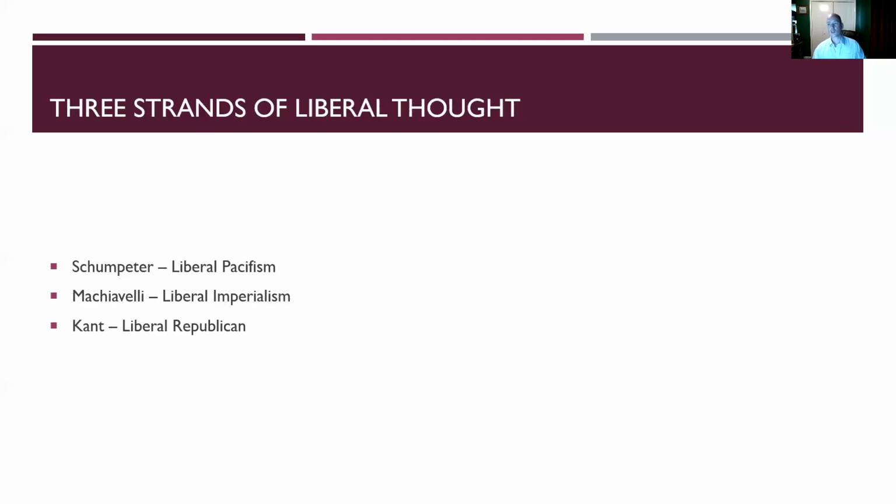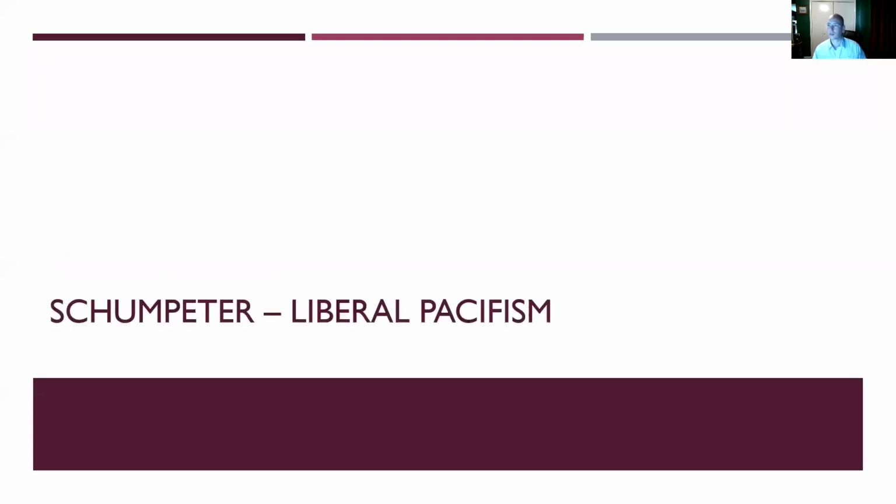You should think of these three as old thinkers, as you can see. They're all certainly long before the 1970s, some of them longer than others. Kant's writing in the 1770s, for example. But they're the very basic building blocks that later modern liberal thinkers have drawn from. So this is the classical source of liberal theory in international politics. And the first one we'll look at is Schumpeter, liberal pacifism.